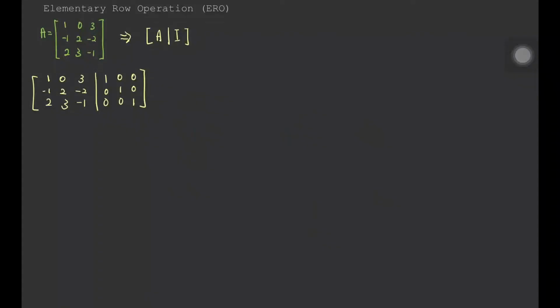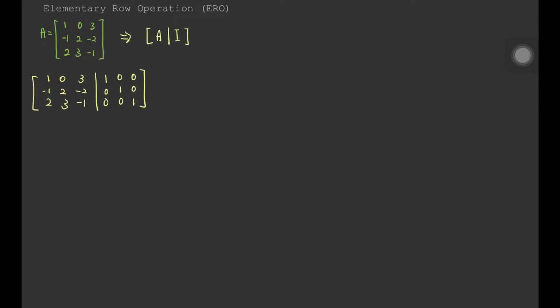Let's start with our ERO. So we look into the first element here. Since this is already 1, we don't need to change anything. We look into second row, first column, we have negative 1. We need to change it to be 0. How can we do it?